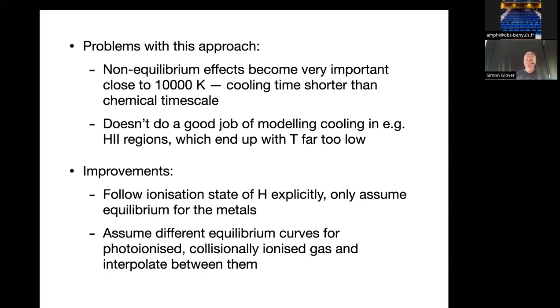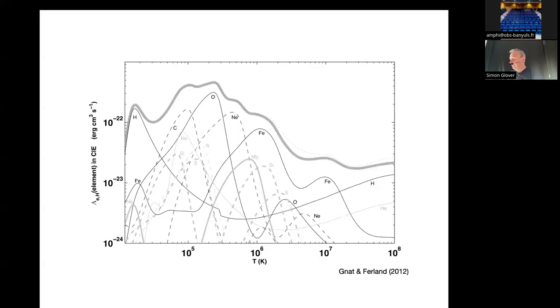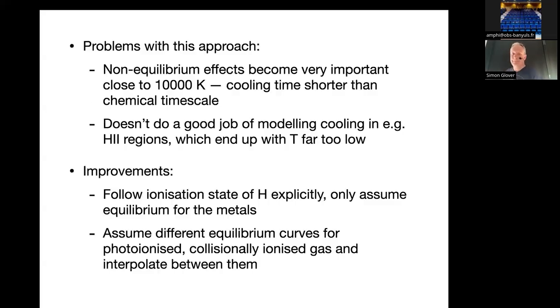Now, one simple improvement is just following the ionization state of hydrogen explicitly and only doing CIE for the metals. So that gets rid of this peak at low temperatures, which typically you don't have in non-equilibrium calculations. At a bit more cost, because now you have to do a bit of chemistry, but if you're only doing the hydrogen chemistry, it's pretty simple. So it's not much cost.